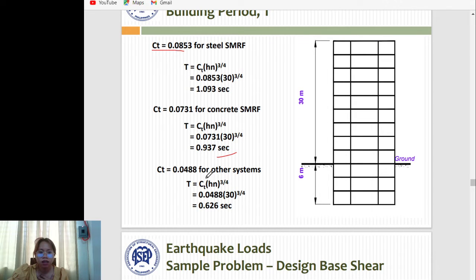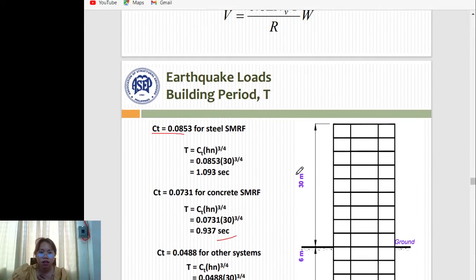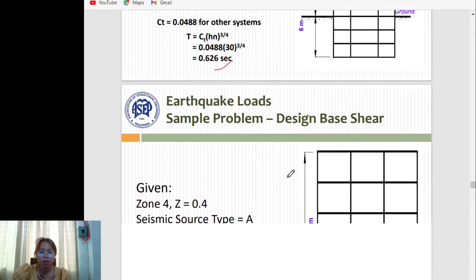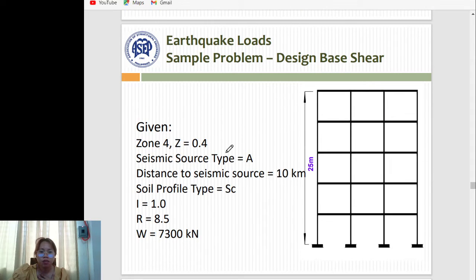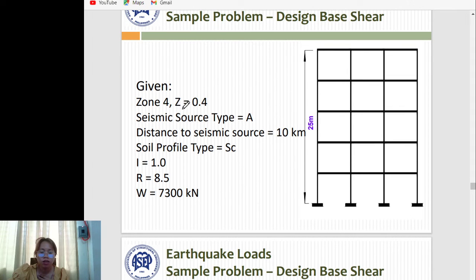And we have this for other systems. The coefficient is 0.0488. So the period is only 0.626 second nga magbalik siya sa original nga position, no. We have this example for a given. We have zone 4. So your Z is 0.4. The seismic source type is A. And distance to seismic source is 10 kilometers. So seismic source, pasabot ani, this refers to your active faults, no? Sa active faults.